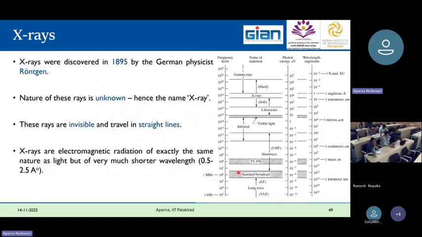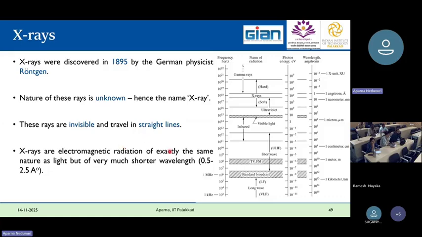If we look at the history, X-rays were discovered in 1895 by the German physicist Röntgen. At that time, they didn't know the nature of these rays. They didn't know whether they were waves or made of particles. Since they didn't know, they kept the name X, like an unknown thing. Hence the name X-ray. These rays are invisible and they travel in straight lines.